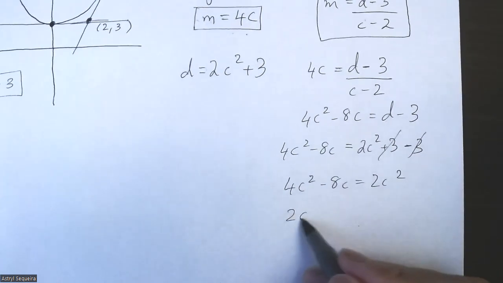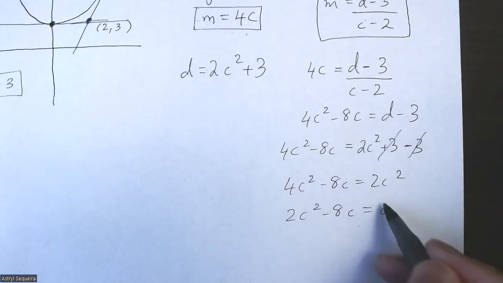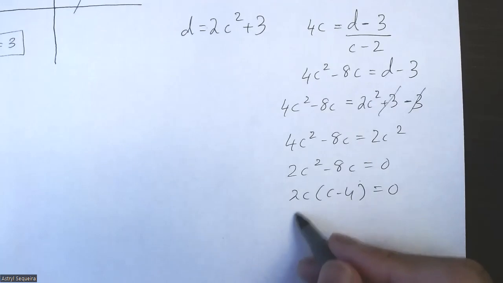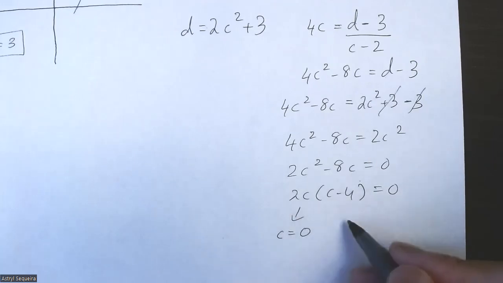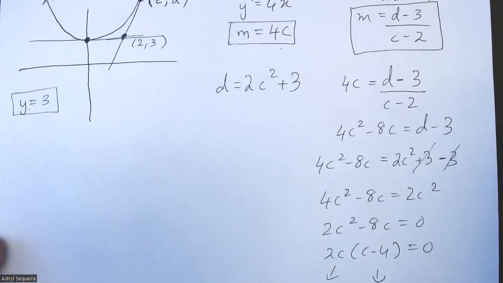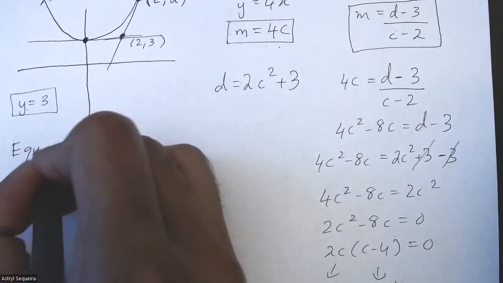Bring it over to this side. 2c squared minus 8c equals 0. Common factor 2c, c minus 4 equals 0. I have two solutions here, which means I have two equations, c equals 0 and c equals 4. So let's start with equation number 1.